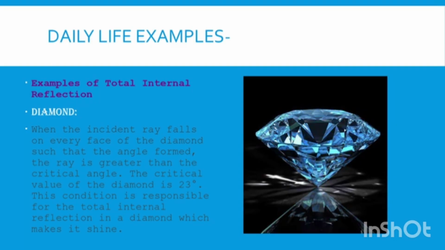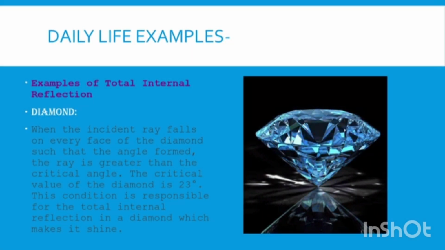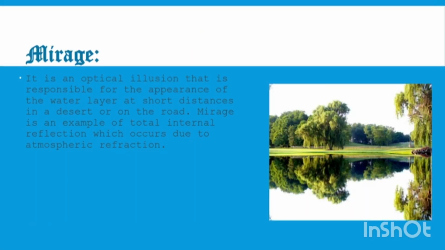Let us see applications of total internal reflection. The first is diamond. At a 23 degree angle, if the incident ray is incident on a diamond, you will be able to see total internal reflection, because of how it is cut. Because of that shape, we are able to see the total internal reflection phenomenon in diamond, and because of that only it will shine.